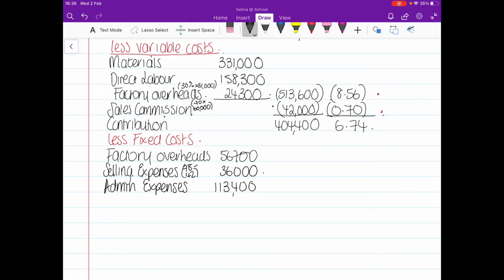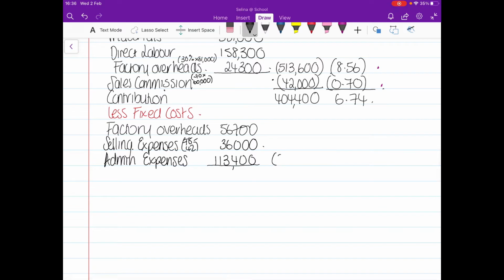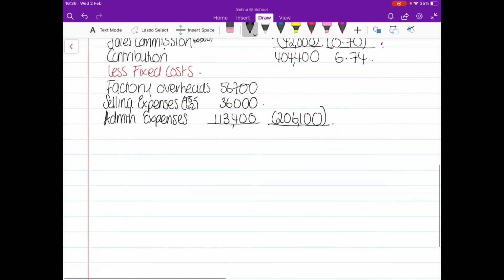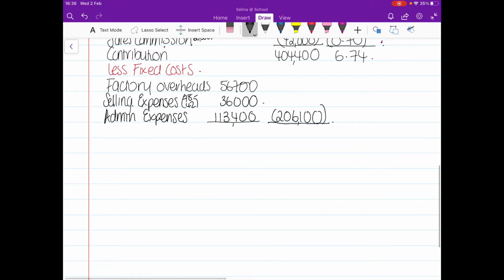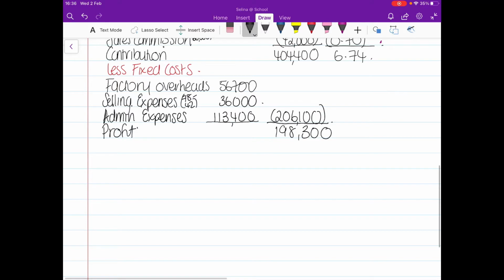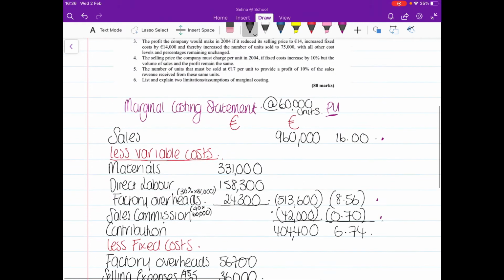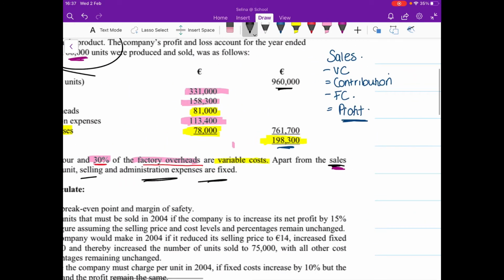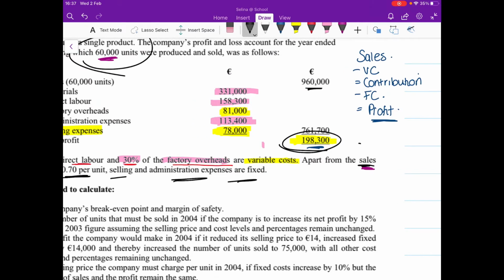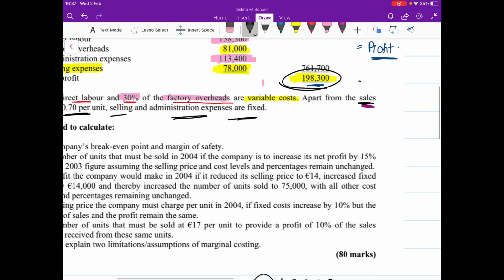So I'm adding those three together to get a total fixed cost. My total fixed cost is €206,100. And take that away then from your contribution, and you should end up with €198,300, and that's your profit figure. €198,300, which is the exact same as what we had here to begin with. So all we've done there is we've rejigged all of those figures into our marginal costing statement format.